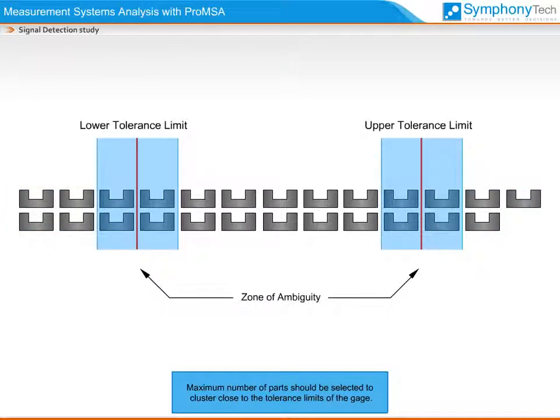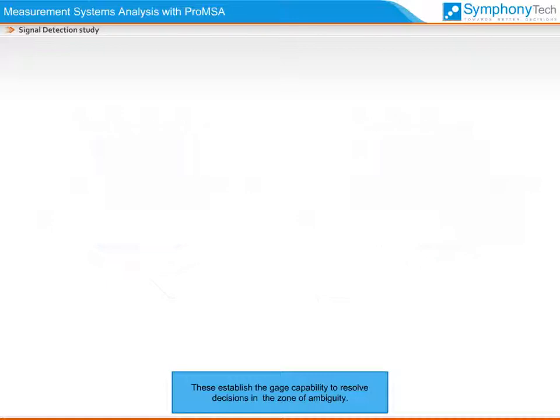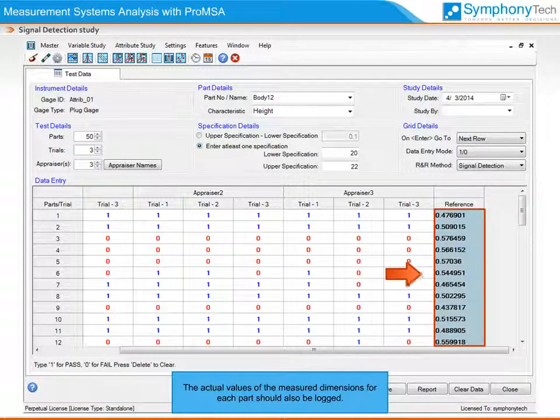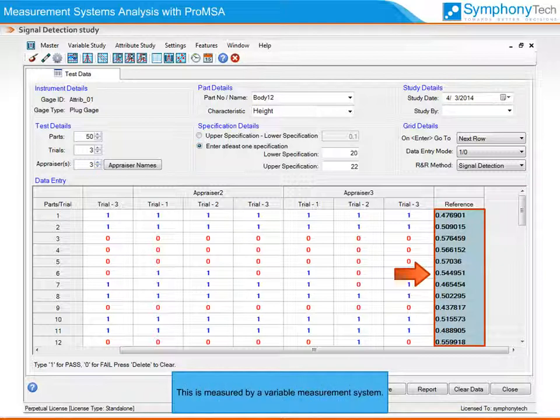Maximum number of parts should be selected to cluster close to the tolerance limits of the gauge. These establish the gauge capability to resolve decisions in the zone of ambiguity. The actual values of the measured dimension for each part should also be logged. This is measured by a variable measurement system.